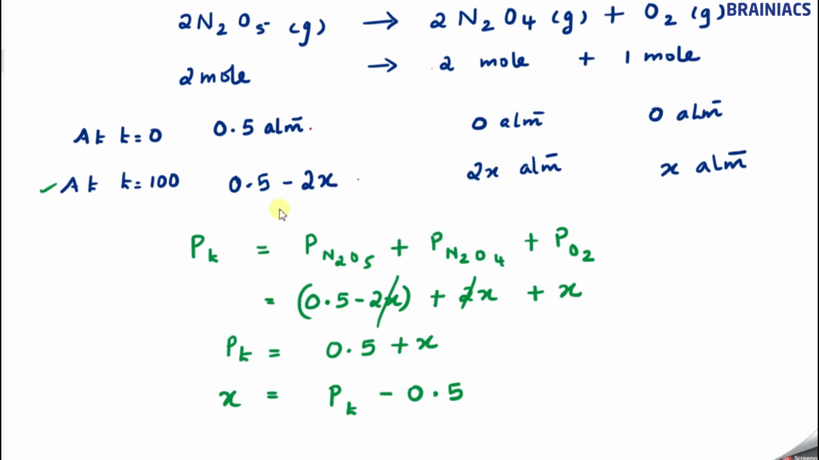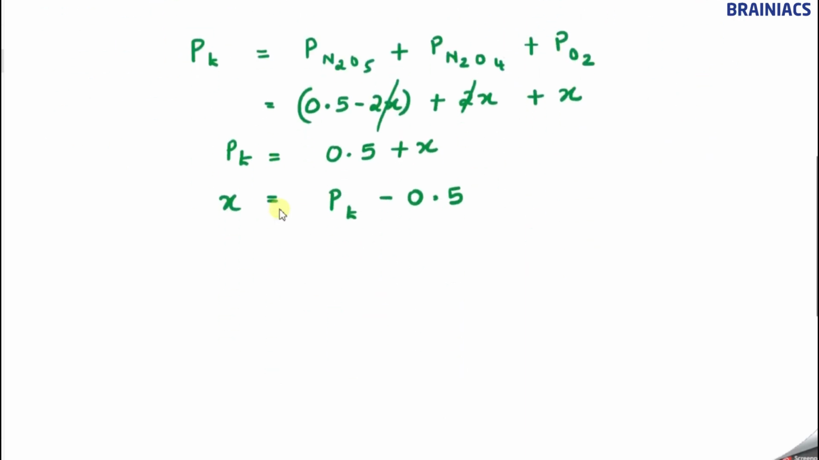Now we know that at time t equal to 100 second, what was the total pressure PT given in the question? PT given in the question is 0.512 atmosphere. So we can substitute that here to find the actual x value.